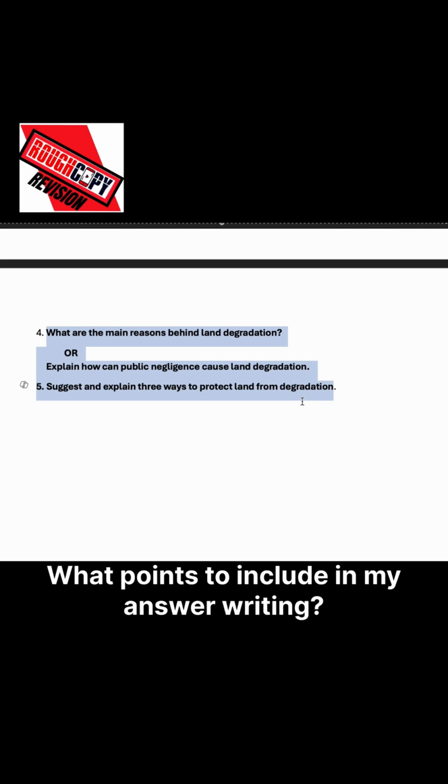Today I'm going to show you what points you have to cover under land degradation. I will also tell you what not to write under these particular questions. The particular question asks about the reasons behind land degradation, or the question can be asked, explain how can public negligence cause land degradation. And then the next question, which has been repeatedly asked in CBSE board examinations, give us some suggestion how to protect the land from degradation.